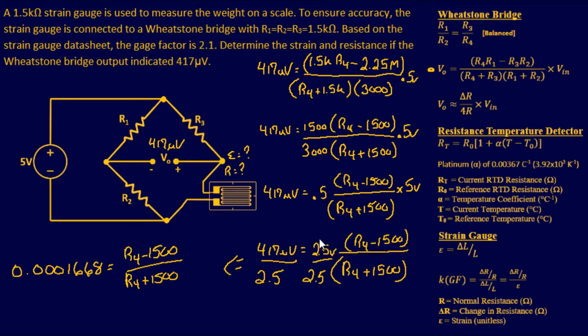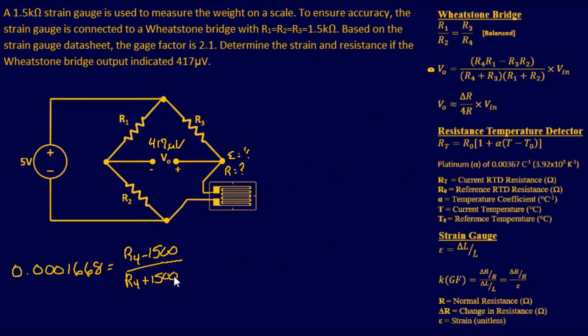I want to see if I can erase this so we can keep on moving. So what I'll go ahead and do is multiply our denominator times 0.0001668, and move it to that side of the equation. So let me do that up here. So I'm going to say R4, and I'll put it in engineering terms, is 166.8, and this is going to be micro, and then plus 1500 times that same thing.